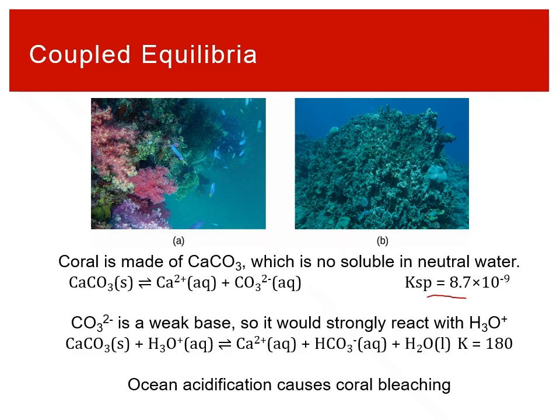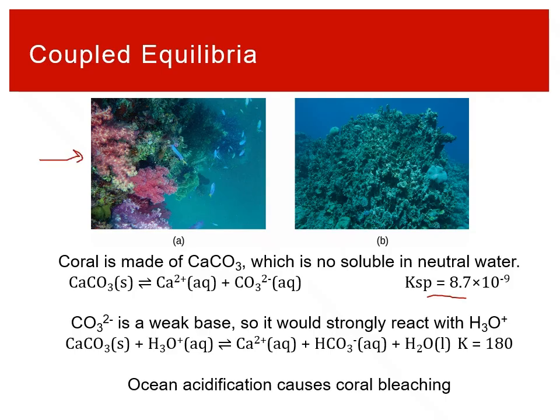But this pattern of increased dissolving in the presence of acid, where basically the anion reacts with the hydronium, in the case of calcium carbonate, the equilibrium constant becomes 180, right? Pretty high. And so what ends up happening is if the ocean is not acidic, the calcium carbonate of the coral animals will not dissolve. So then you get living coral.